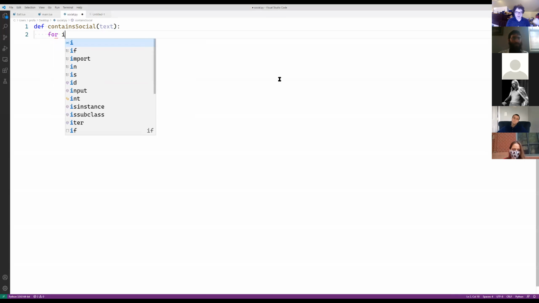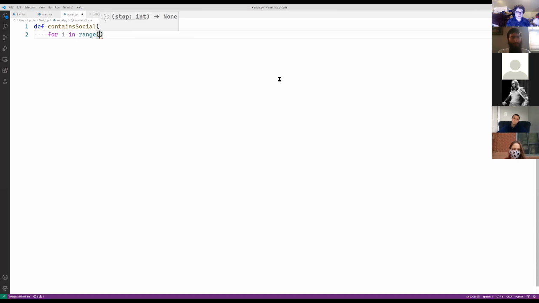For i in range text. Oh God, I already hate having to write this. This is annoying. Range text. It's so painful to do something inefficiently when you know the more efficient way to do it.